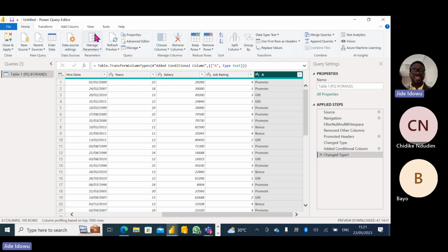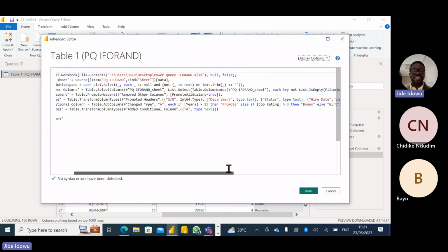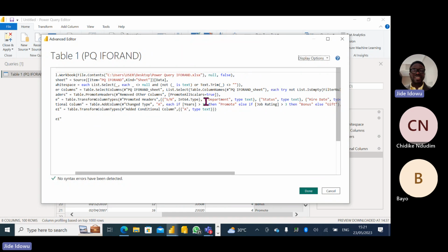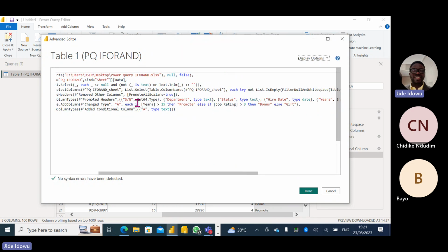Let's go to the Home tab and see what is in the Advanced Editor. If you just click and drag or something, Power BI, or Power Query, did this behind the scenes for you. Let me highlight it so that you can see what I'm talking about. If year is greater than 15, then promote. Else, if job rating is greater than 3, then bonus. Else, gift. Let me copy this.